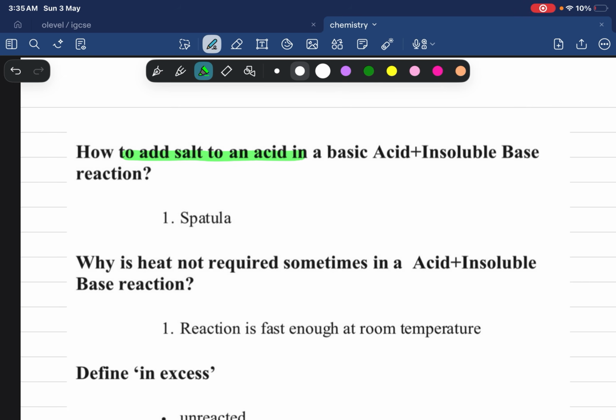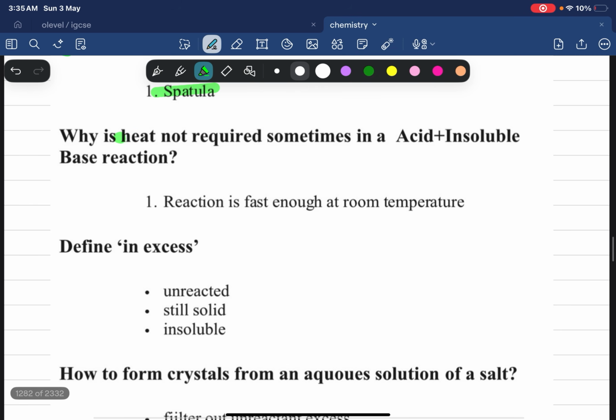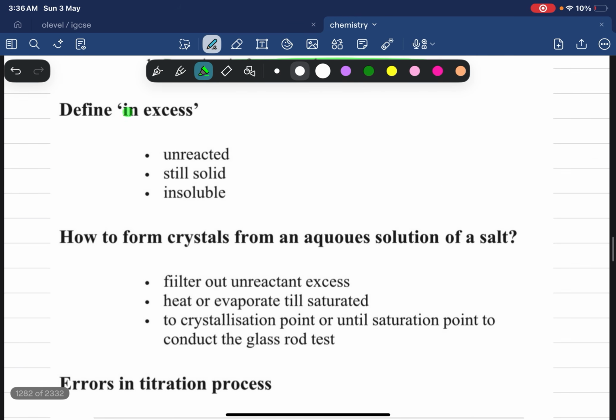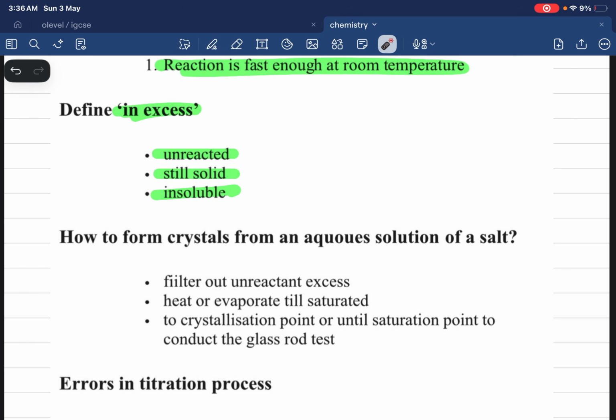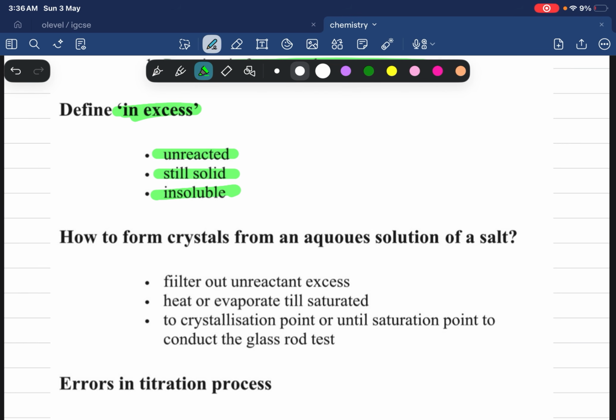How to add a salt to an acid in an acid plus insoluble base reaction? How do you add salts? You use a spatula. Why is heat not required sometimes in an acid plus insoluble base reaction? Why don't you need to heat it? Because the reaction is fast enough at room temperature. Define in excess. Excess means unreacted, still solid, and insoluble. Something that is not taking part in the reaction. After the reaction is finished, it's still left there.